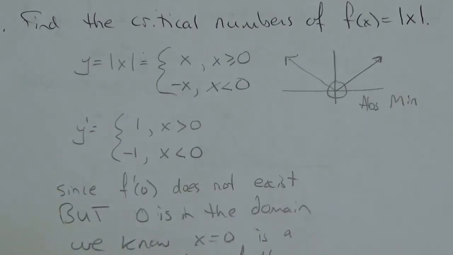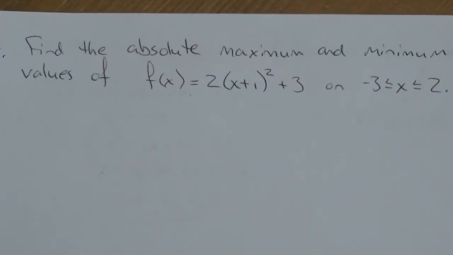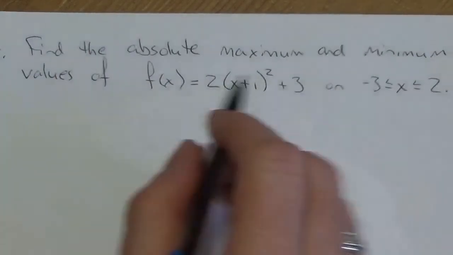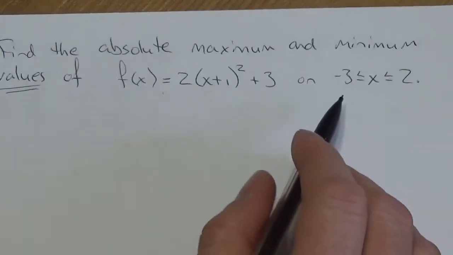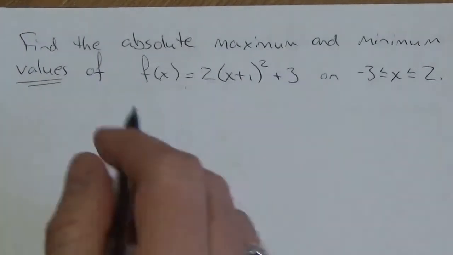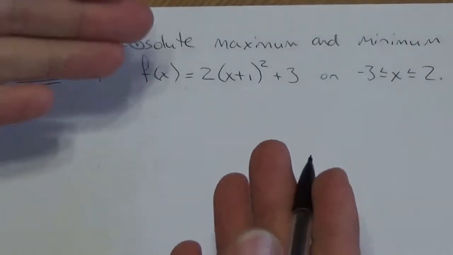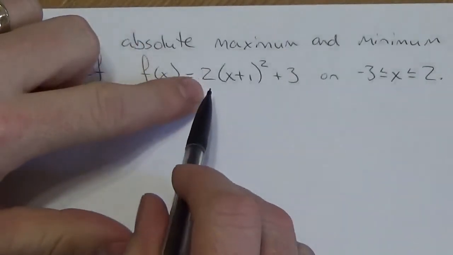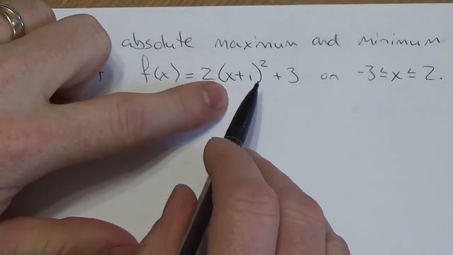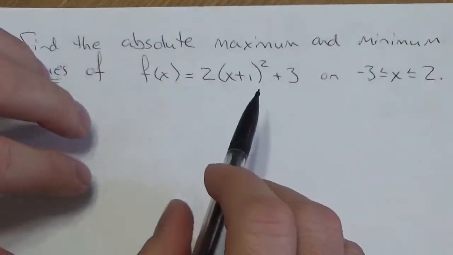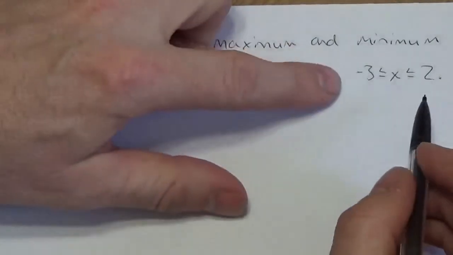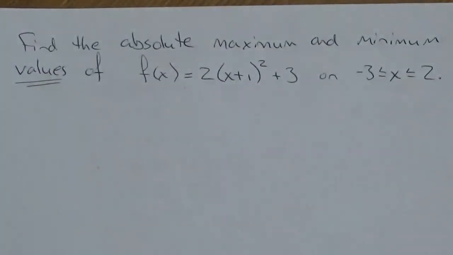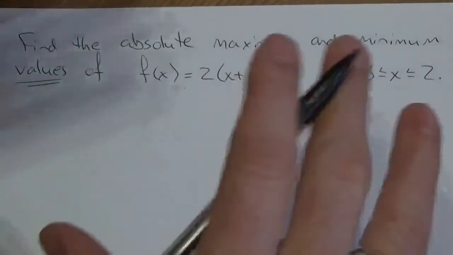Now I want to look at just one more example that throws in one extra little bit of information for you to consider. For this last example, it says find the absolute maximum and minimum values of the function f of x equals 2x plus 1 squared plus 3 on the interval between -3 and 2. I chose a parabola here because you already will have a sense of what that looks like. It opens up, and it's going to have a vertex at -1, 3. Because it opens up, and because -1 is in the domain, I know that's going to be the absolute minimum, and the absolute minimum value will be 3. Then I would just have to look at the endpoints to figure out what the absolute maximum is. So you already have a sense of that.